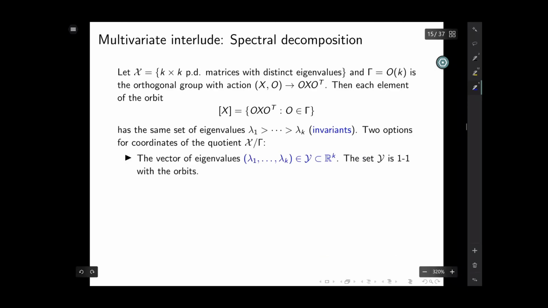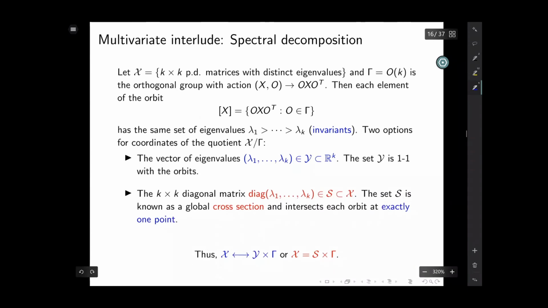First option is I can just take these eigenvalues, these k of them, and then take a k-dimensional vector which gives me coordinates for each orbit. This set is one-to-one with the orbits because of the uniqueness of the spectral decomposition. It's unique because first I've assumed that the eigenvalues are all distinct and positive, and then I've also ordered them, so I've gotten rid of the permutations. So I make the spectral decomposition unique, and this is one-to-one with the orbits. So I can choose this as coordinates.